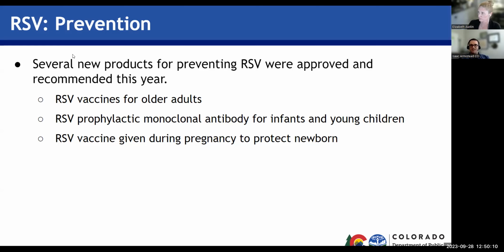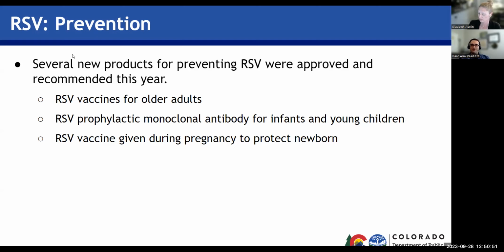And then the last one on here is an RSV vaccine that is given during pregnancy in order to give protection to the newborn after birth. So this is actually one of the same vaccines as is recommended for older adults. It's just that this is given during pregnancy between 32 and 36 weeks of pregnancy. And the idea is that the mother then generates an immune response, and those antibodies are passed through the placenta to the baby while still in the womb.